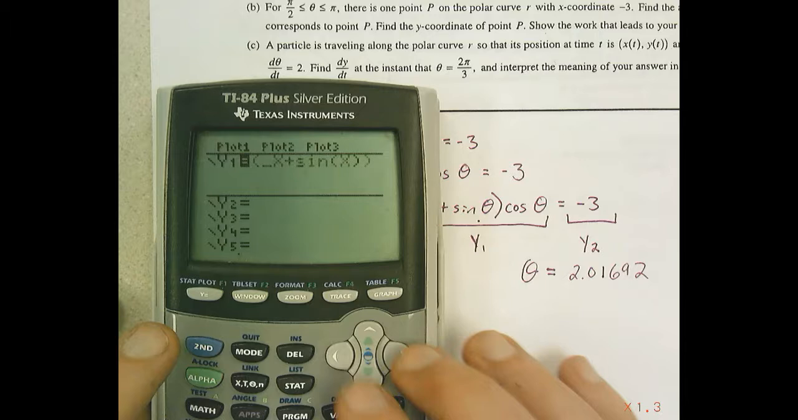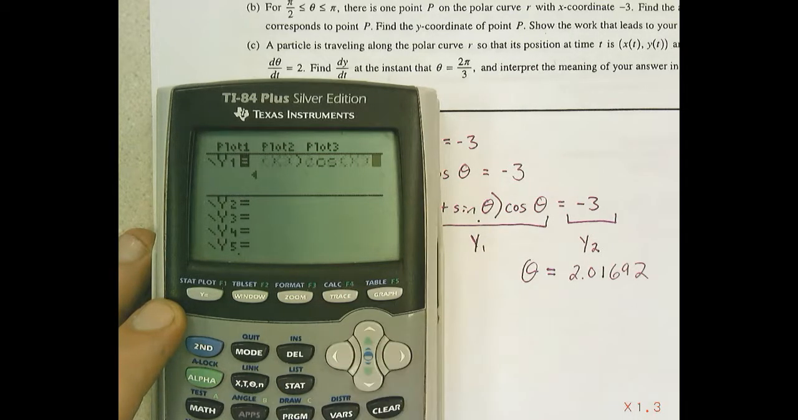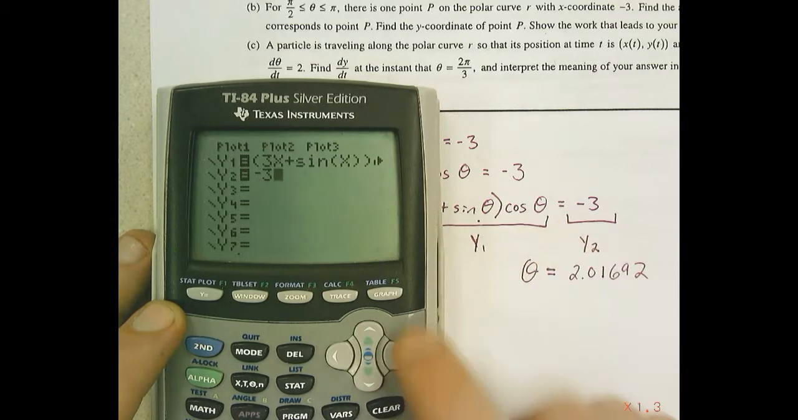So insert a parenthesis times cosine of angle. That equation we are going to set equal to -3. So where these two curves intersect each other is the point where this equation would be true.